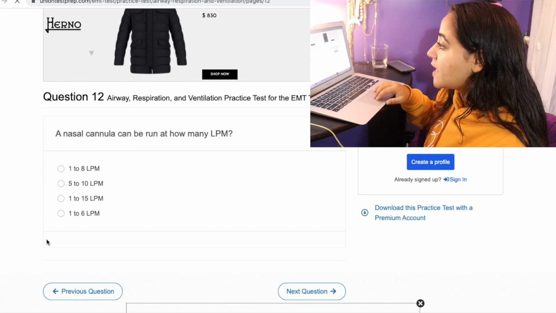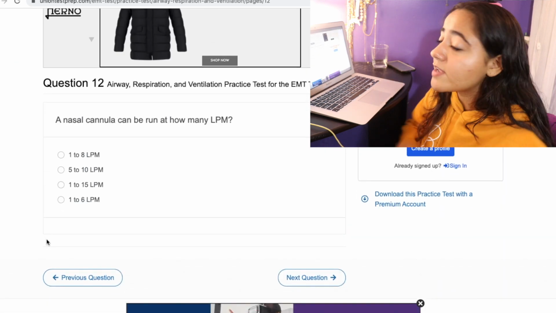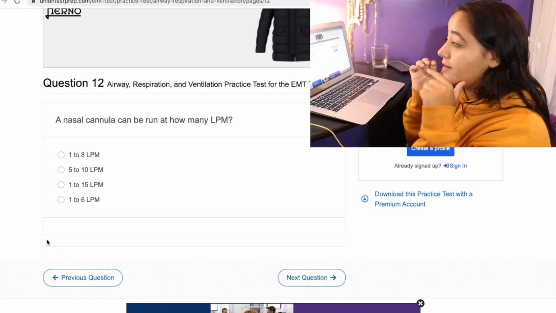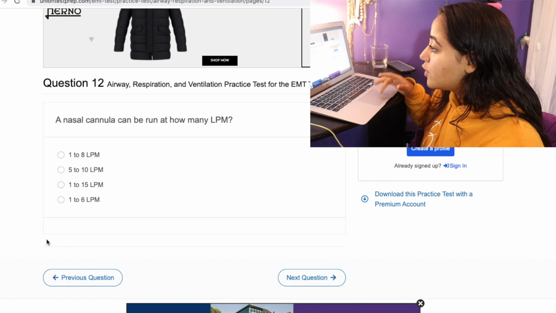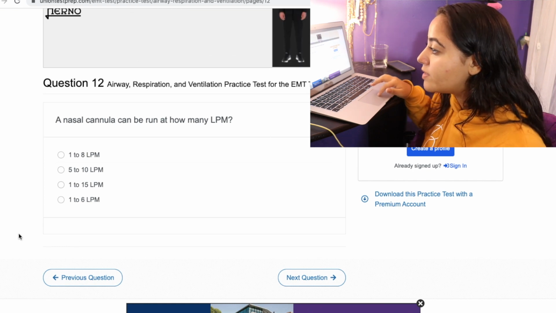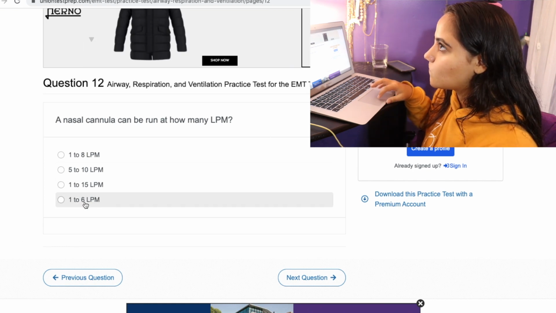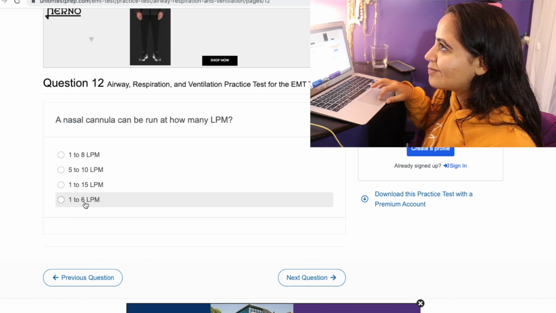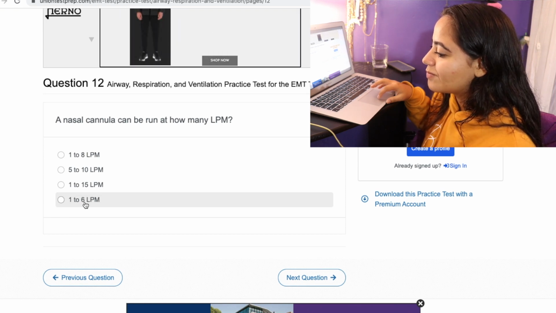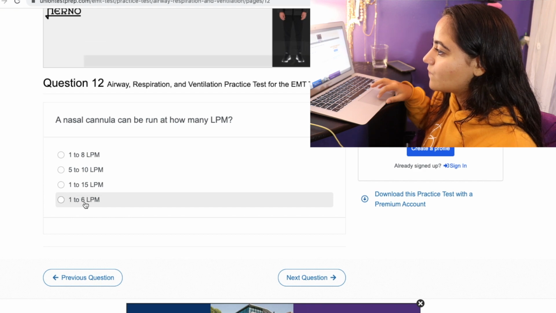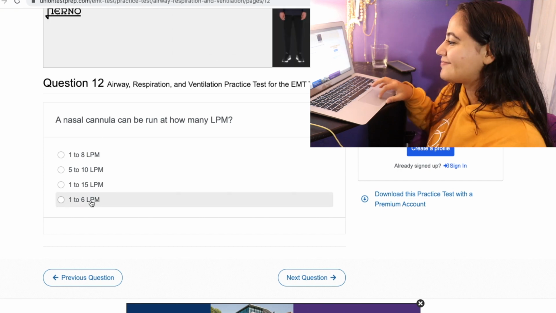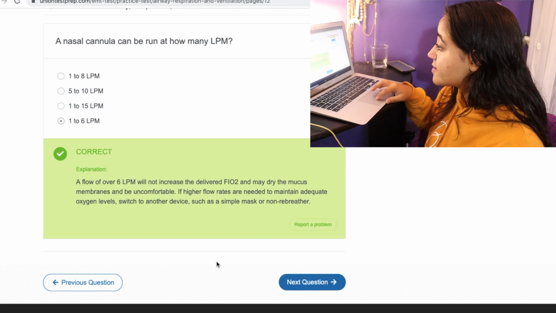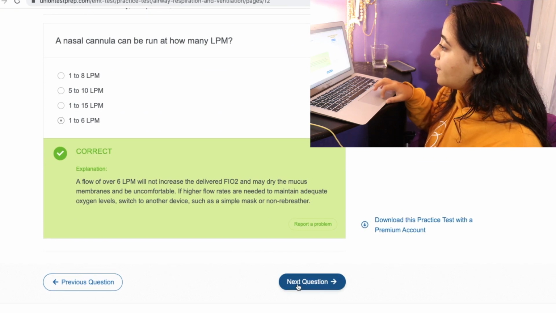A nasal cannula can be run at how many liters per minute? Nasal cannula is right here. It can't take that much oxygen, not compared to a non-rebreather and a bag valve mask. So I think this one's the 1 to 6. Or is it 1 to 8? I think it's 1 to 6. It's correct. 1 to 6. Cool.